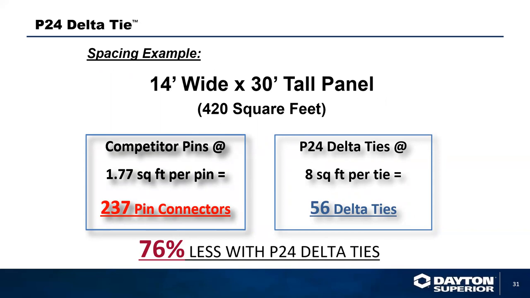Typically, what we're looking at delta ties for versus the major competitor in this marketplace: they use the pin system, where you typically have to put a pin every 16 inches. When I talk about a pin, it's about the size of a writing pen, basically half inch in diameter, and you have to buy their insulation. When you install these pins, for a 14 by 30 panel, you're going to put 237 pins in that panel. With the delta tie, in an 8 square foot arrangement, you're going to use a grand total of 56 delta ties. So you're going to have about 76% fewer pieces to install.